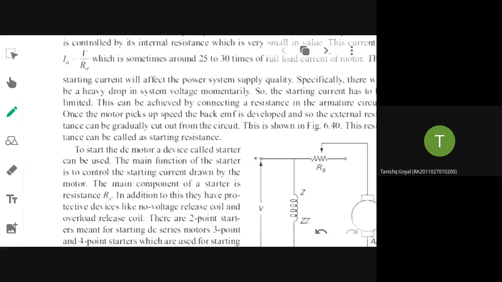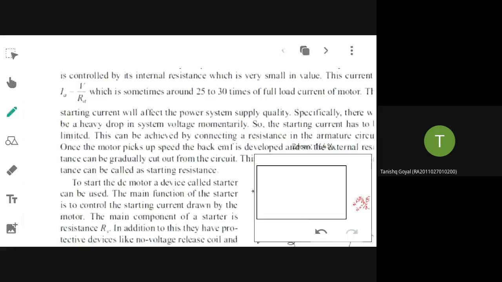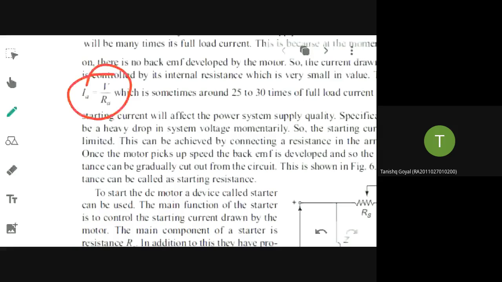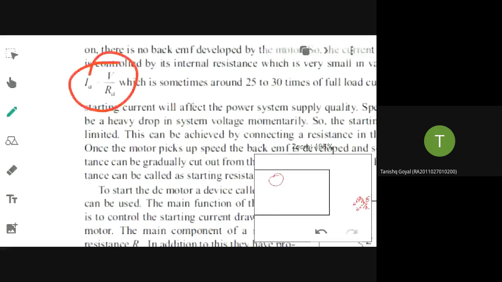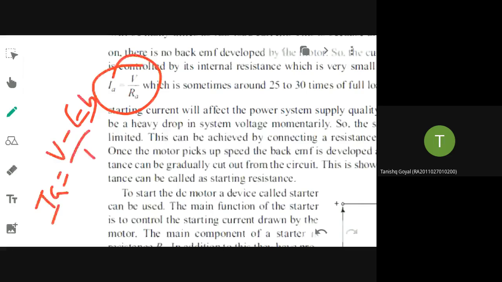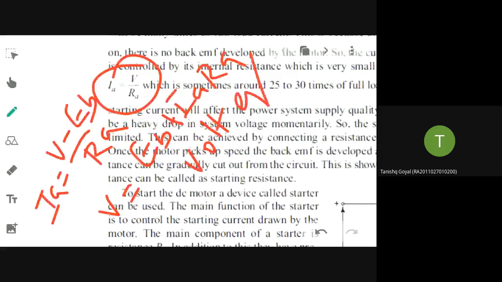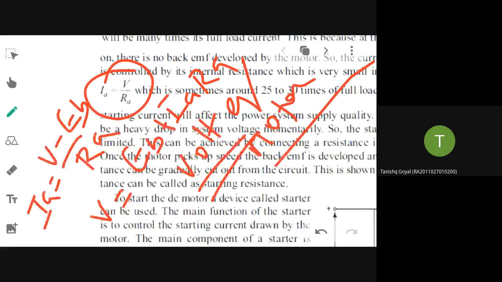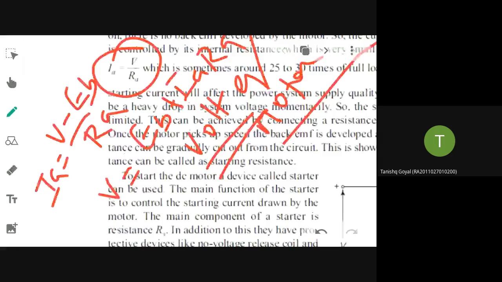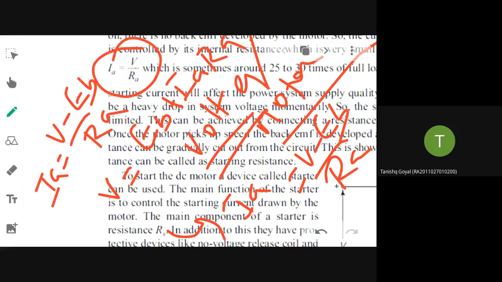Now, generally the equation will be IA is equal to (V minus EB) divided by RA, because the voltage equation for a motor is V equals EB plus IA RA. I am rewriting this equation for obtaining IA. By simple mathematical manipulation, the armature current is given by V minus EB divided by RA.